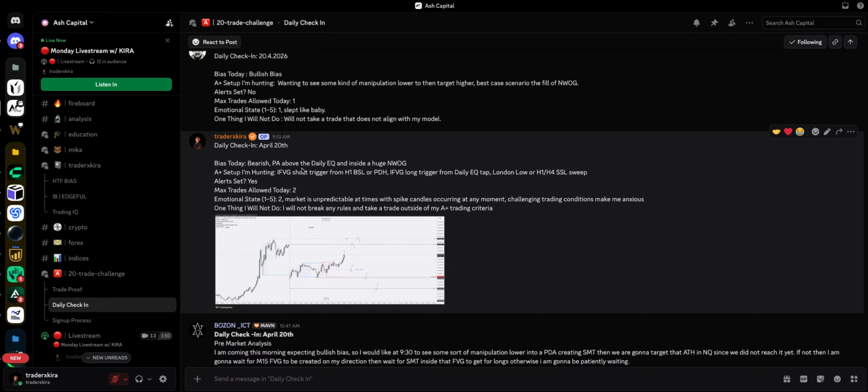If it's above, it's premium. If it's below, it's discount. And also, price is inside of a huge NWOG. And I know that's bearish because we're not coming at it from top to down. We're coming at it from down to up, right? So the A+ setup I was hunting for at that time is an IFVG short trigger off of H1 buy-side liquidity or the previous daily high.